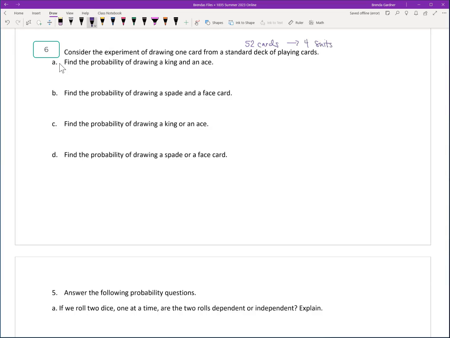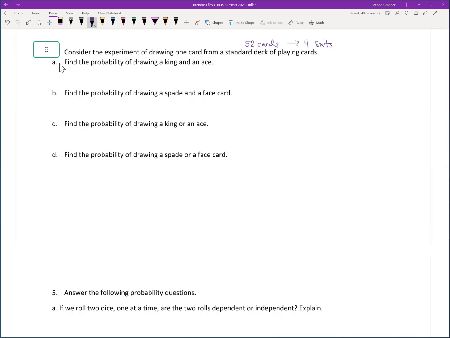And so there are 13 cards in each suit. So everything from a 2, 3, 4, 5, 6, 7, 8, 9, 10, and then Jack, Queen, King. And we generally don't include jokers. Find the probability of drawing a king and an ace.